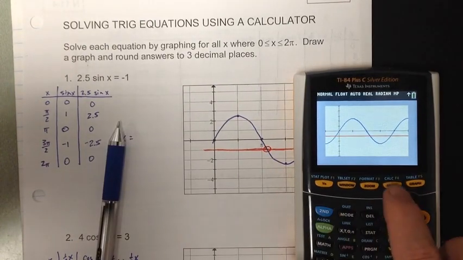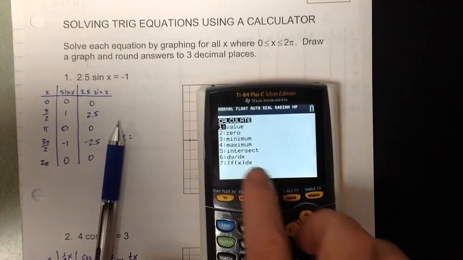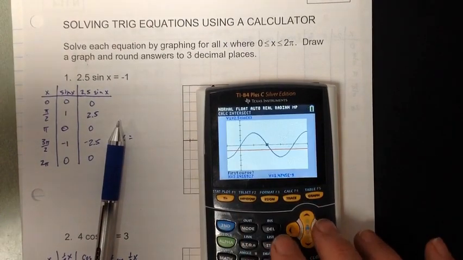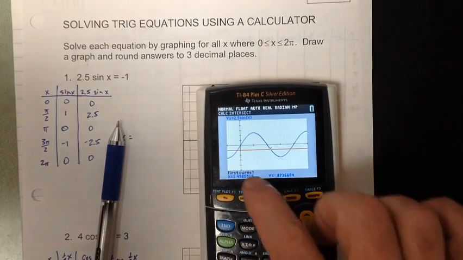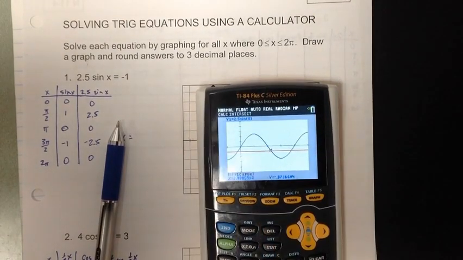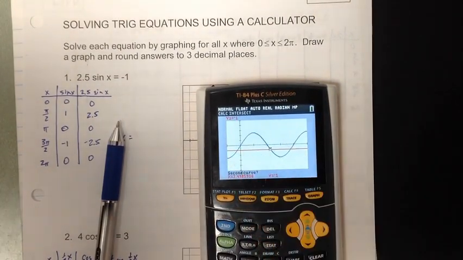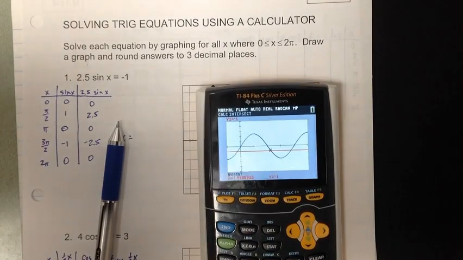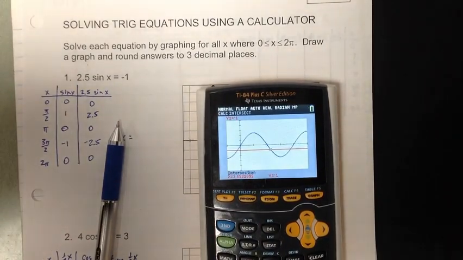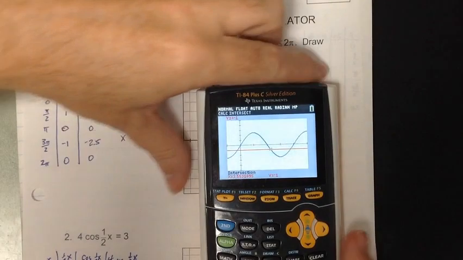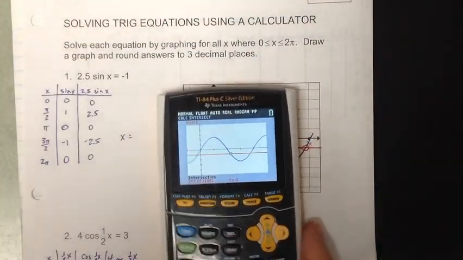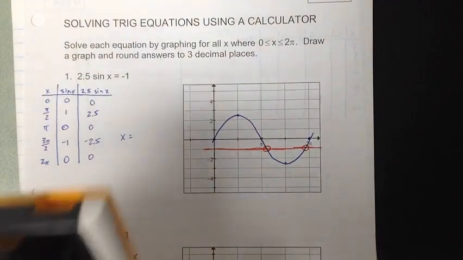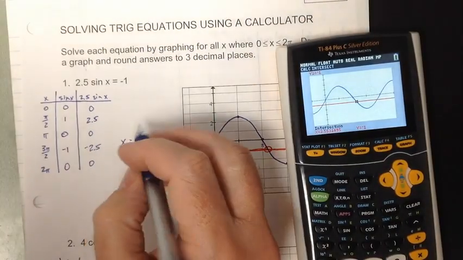So I'm going to hit second, trace, and I want intersect number 5. And I'm going to move my cursor close to the point of intersection here. It's asking for the first curve, y1. I'll say enter. Second curve is y2. I'm going to say enter. That's all we have, and so we really don't have an issue here. Press enter on guess, and it comes back and says the intersection is, sorry, I can't read this very well, 3.553.